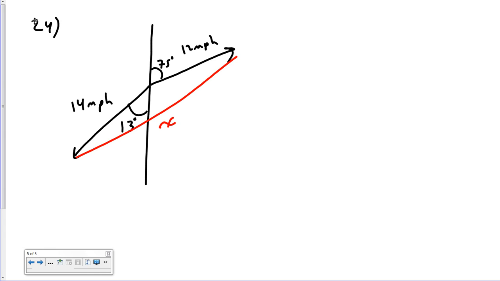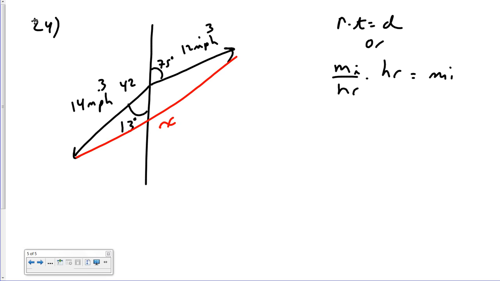Two ways to think about it. Rate times time equals distance, or you can think about it as the rate is miles per hour, write it that way, times hours is going to give you miles. So either way, you can think about that. So I just need to multiply this by 3 hours and this by 3 hours. And so that's 42 miles and 36 miles.